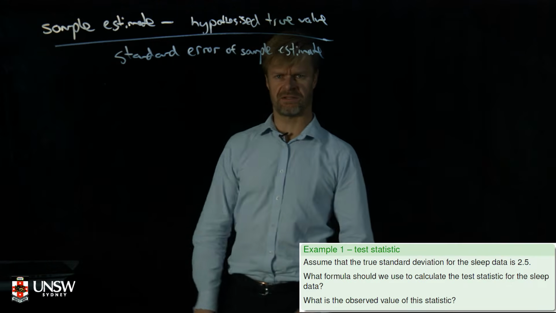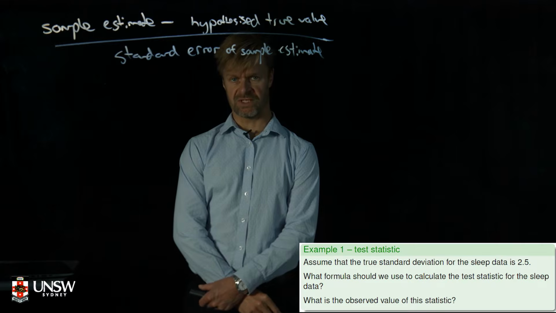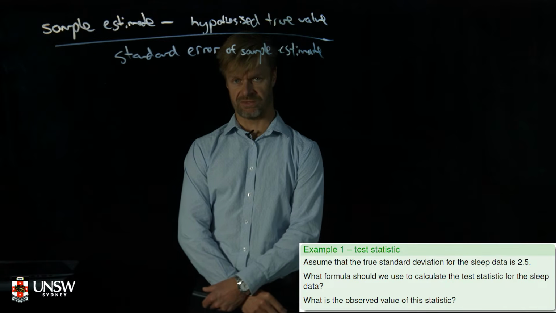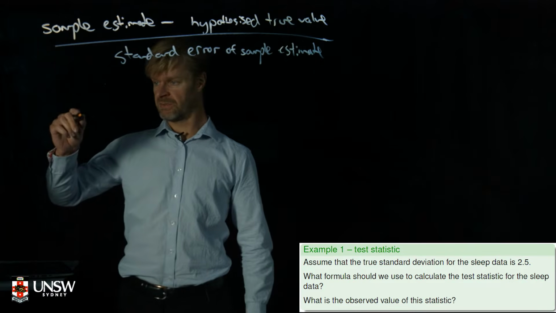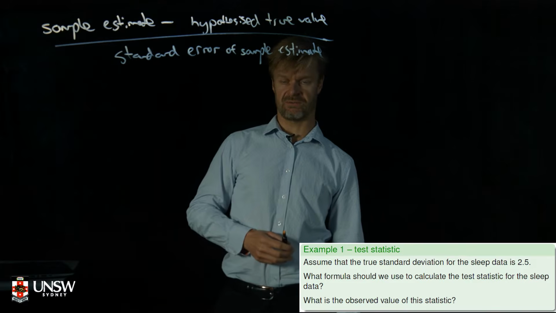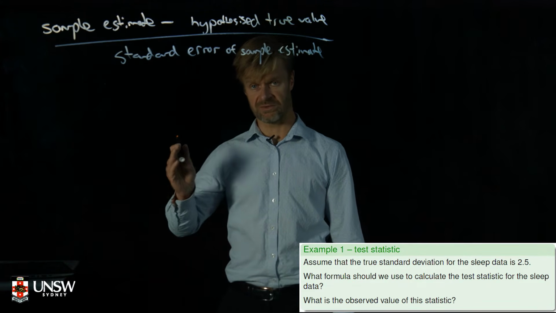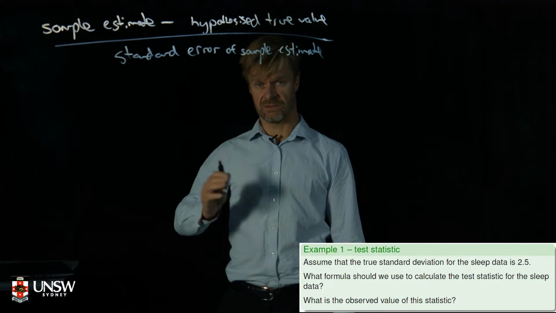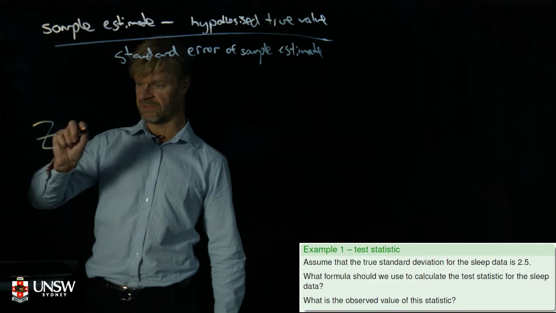So, example 1. What's the test statistic if we assume that the true standard deviation for the sleep data is 2.5? Okay, we're going to assume 2.5. What's our test statistic? Well, which of these formulas applies if we're going to assume that the true standard deviation is 2.5? We're talking about a quantitative random variable. We're assuming sigma is known. We're up with the first one, the first thing here.